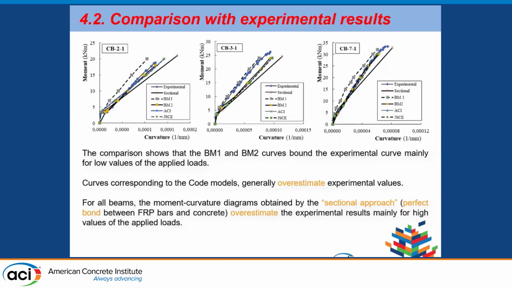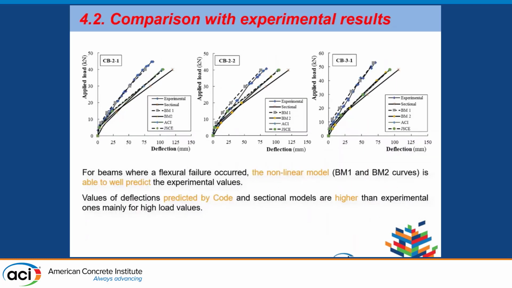In general, as you can see from this slide, the results of the nonlinear model present a relatively good agreement with the experimental one, especially for the low value of the applied load. On the other hand, both the code models and the sectional one overestimate the experimental value in terms of the moment curvature curve.